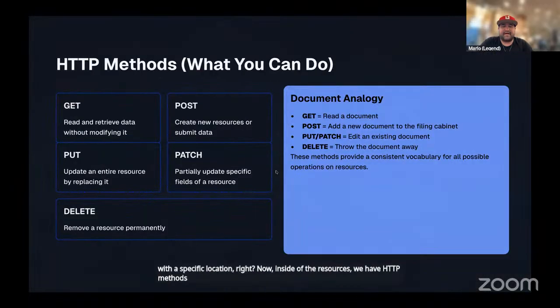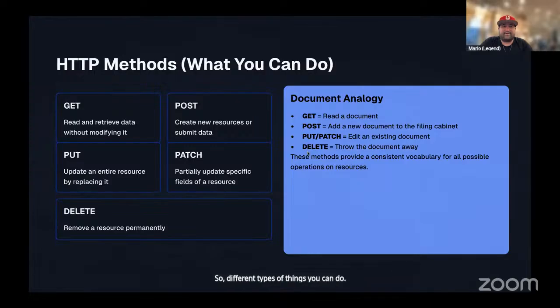Now, inside of the resources, we have HTTP methods. These are the different types of things you can do. You have GET requests, POST requests, PUT requests, PATCH requests, and DELETE requests. These different API methods are absolutely critical to what people are doing with the APIs, because they denote how you're using the API.